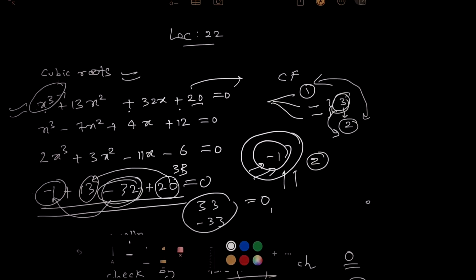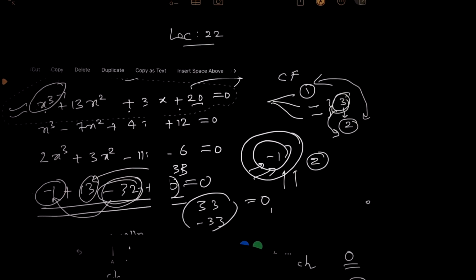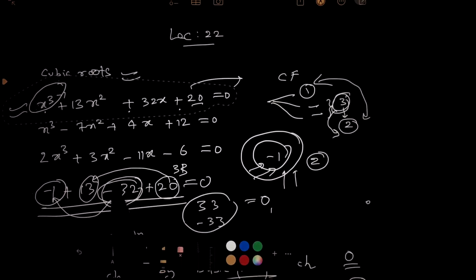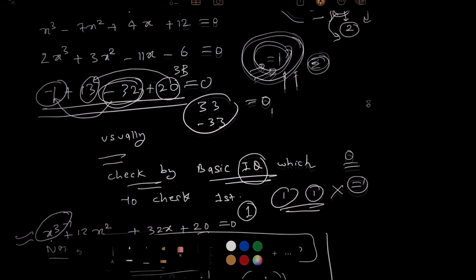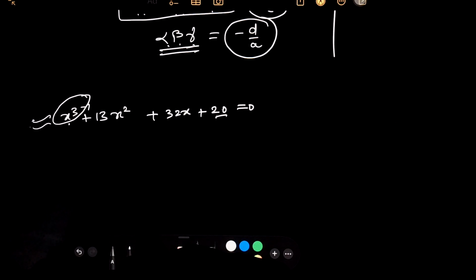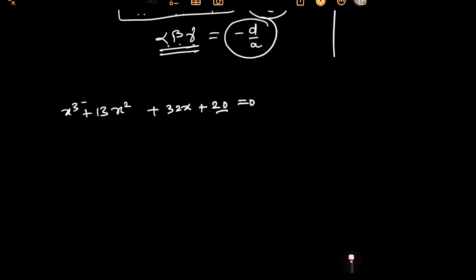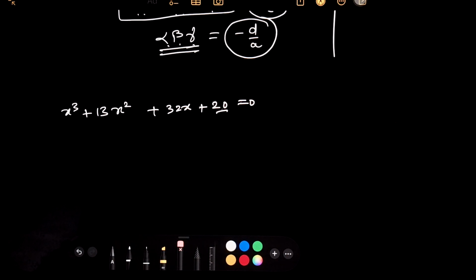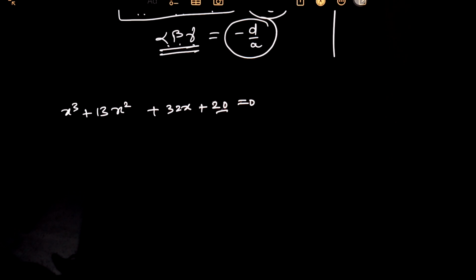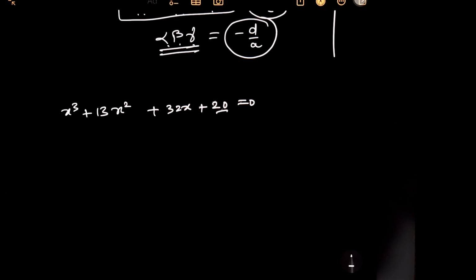I will just take this problem outside. We are solving this problem, and the first root of this problem is known to us, that is minus 1. And how did we get minus 1? Just by hit and trial method. Is there any other trick to avoid this? No, there is no other trick. No one can tell you there is one more way. You have to do this by hit and trial method. Okay, fine, let's go ahead.